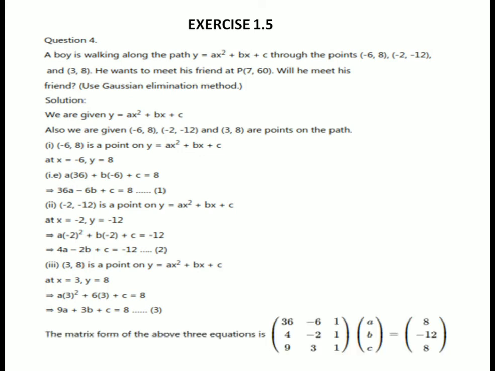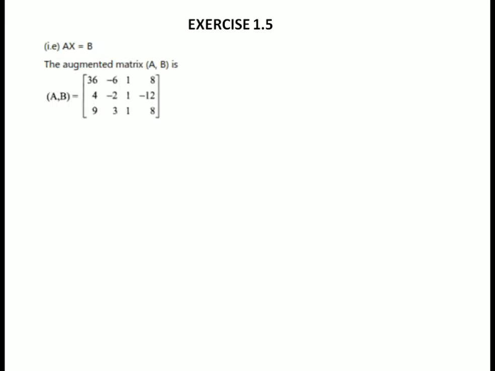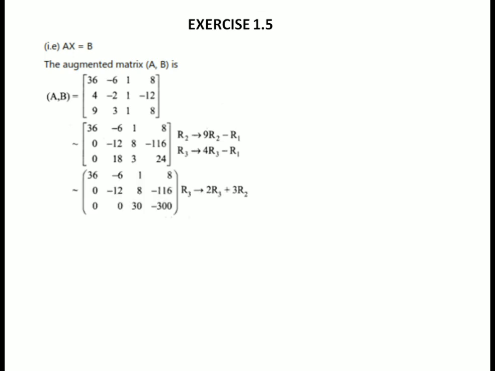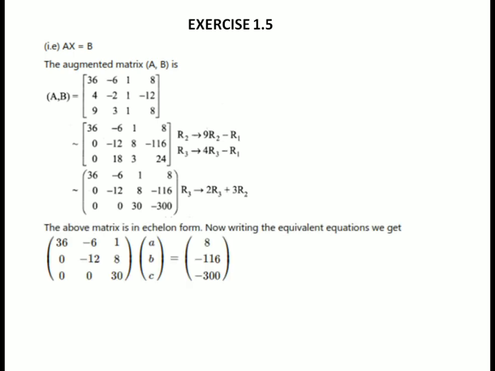Write it in the matrix form. After that augmented matrix, you simplify this. R2 to 9 R2 minus R1, row 3 to 4 row 3 minus row 1. Then row 3 to 2 row 3 plus 3 row 2. Then write it in echelon form, in the equivalent equation we get this. After that you write first equation, second equation, third equation, you simplify.